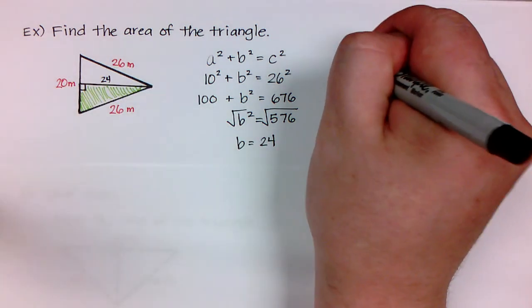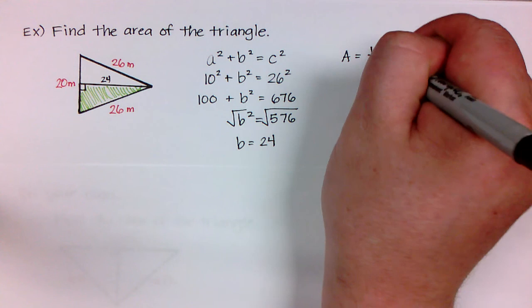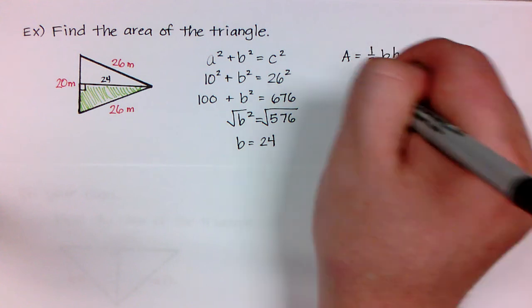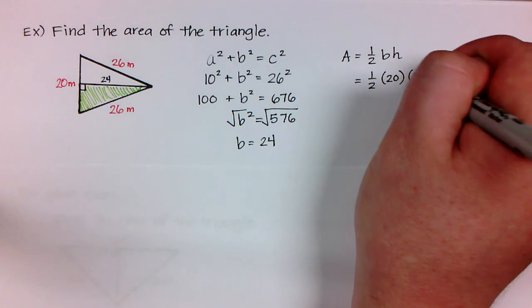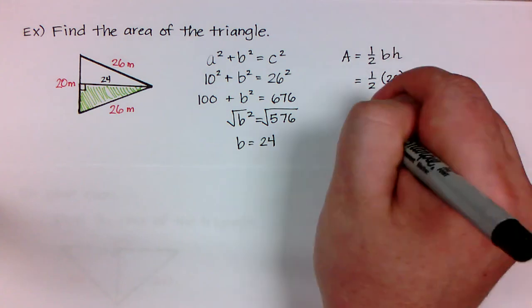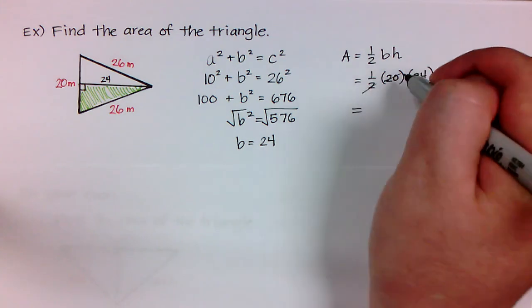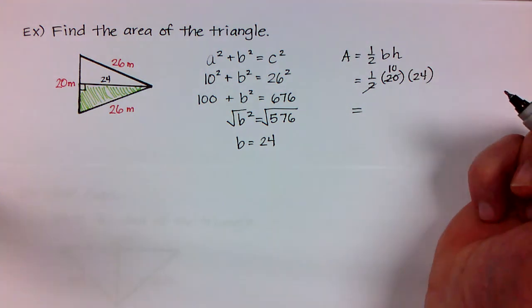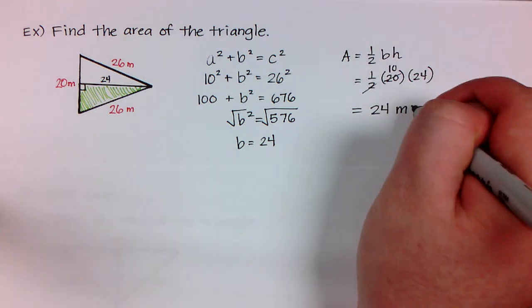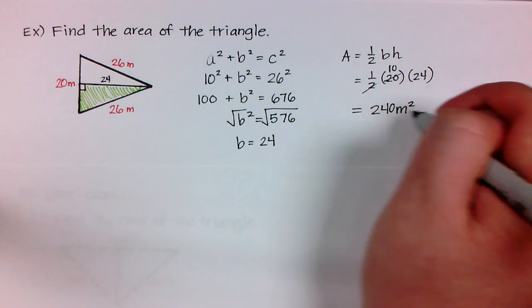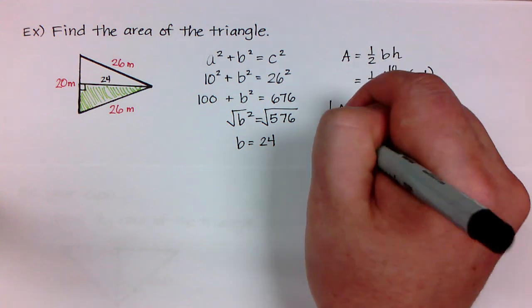So let's find the area. Area equals 1/2 base times height. So it's 1/2, the base is 20, and the height is 24. The 1/2 and the 20 can cross cancel, and I have 10 times 24, which is going to be 240, meters squared is going to be my area.